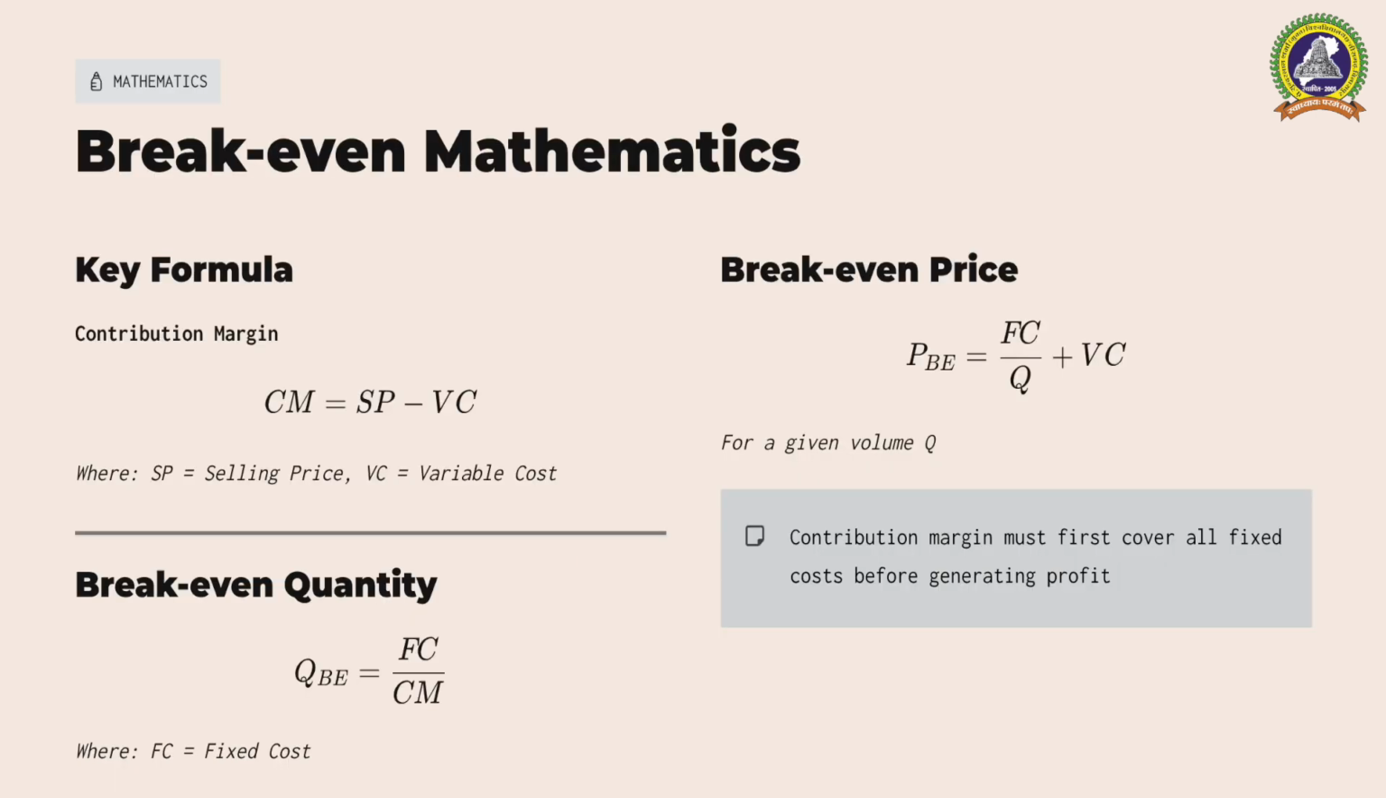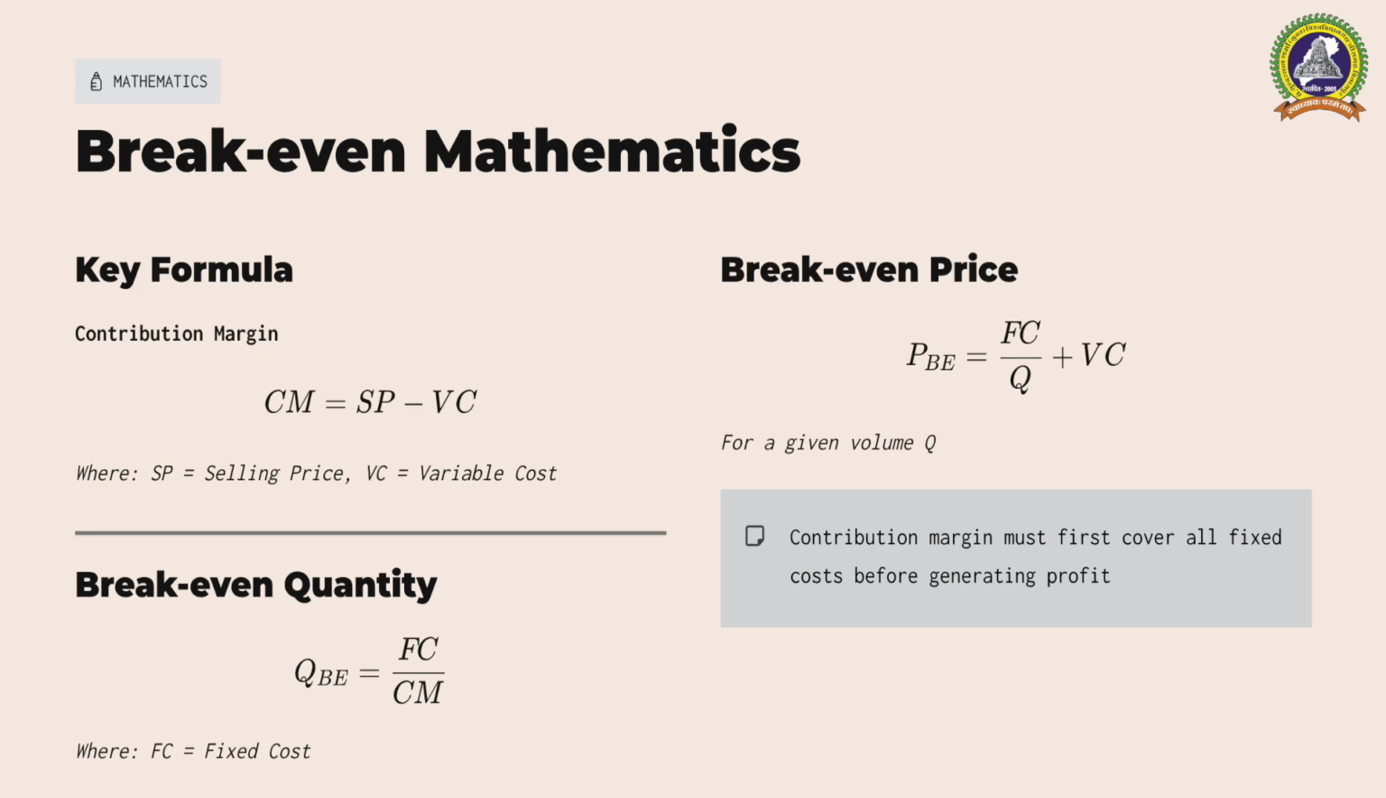Now, let us turn to the mathematics that guide this strategy. To find the total cost, we add our fixed cost to the product of our variable cost per unit and the number of units produced. But the most powerful formula here is for the break-even point. How do we calculate how many units we need to sell to stop losing money? We take the total fixed cost and divide it by the contribution margin per unit.